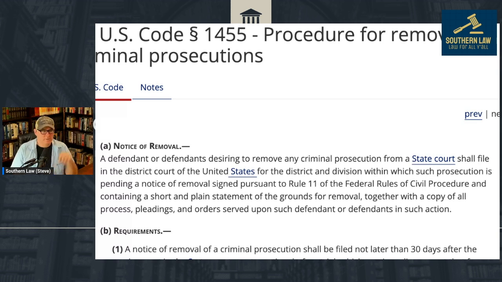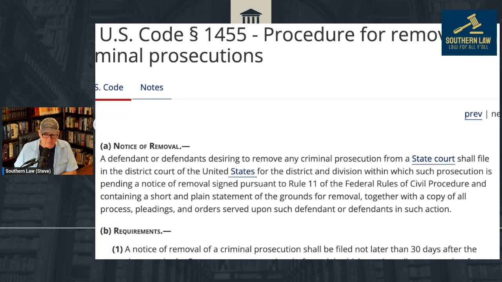The issue that I'm talking about is the defendants trying to get the case taken from state court in Georgia to federal court, and why they would do it. So what does it take to do that, and why would they do it? If you look at 28 U.S. Code 1455, you'll see the procedure for removal that is applicable here.